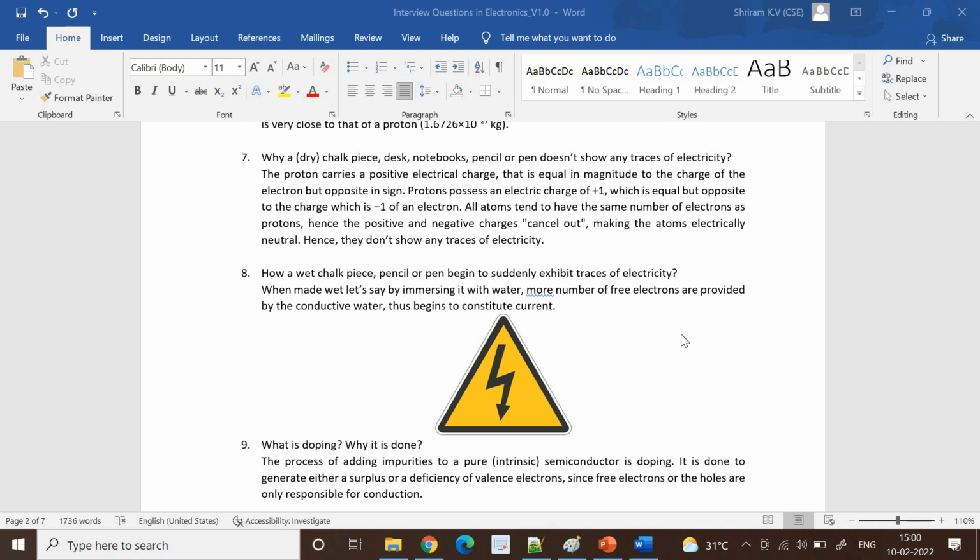How does a wet chalk piece, pencil or pen begin to suddenly exhibit traces of electricity? In the previous case it was dry, in this case it is wet, so there is a difference. When made wet, let's say by immersing it in water, a larger number of free electrons come into the picture, provided by the conductive water. The water is conductive, and thus there constitutes the current, and thus there begins the movement. That's all because of the conductivity supported by the water, and you've got to understand it.